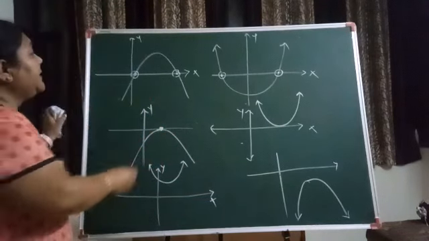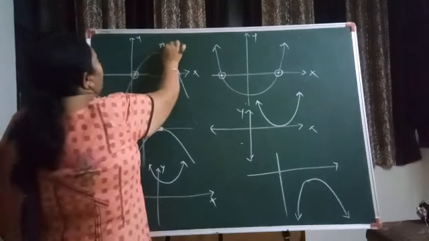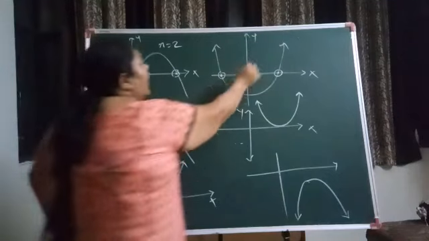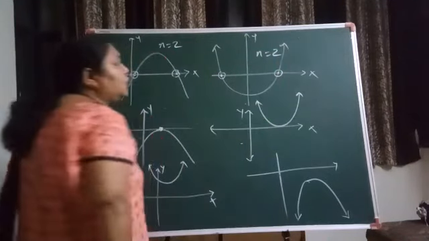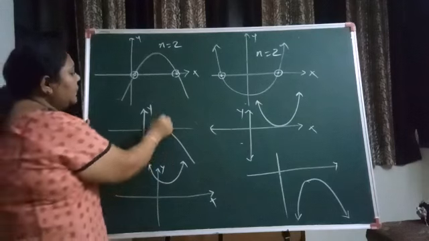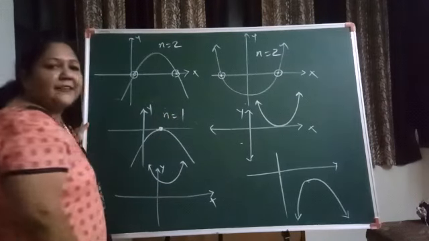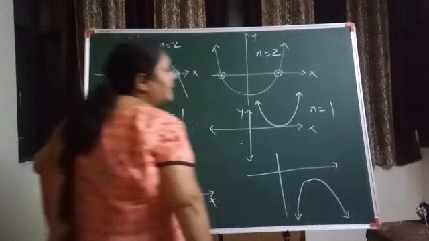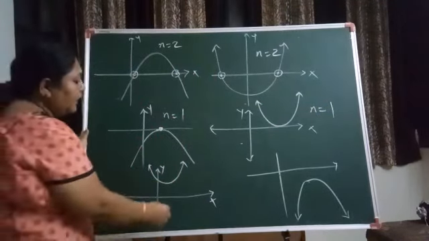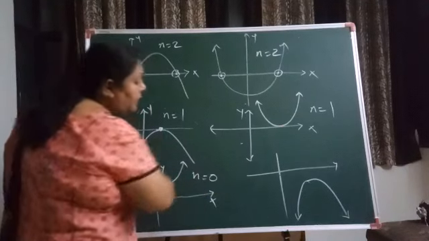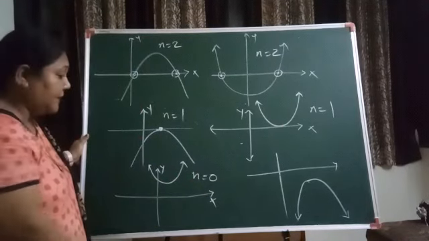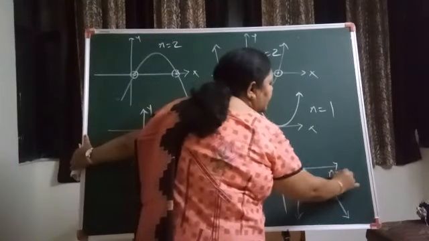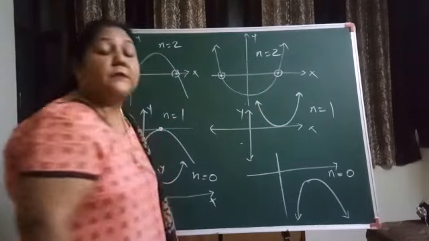Now, how many zeros does it have over here? Let us count the number of zeros. It intersects 2 times, so 2 zeros. Number of zeros: it intersects 2 times, so n is equal to 2. Number of zeros: it intersects 1 time, so it is 1 zero. Number of zeros: it intersects 1 time, so it is 1 zero. Here, no zero, 0 number of zeros it is having. It does not touch the x-axis. Here, it does not touch the x-axis, so the number of zeros is 0.